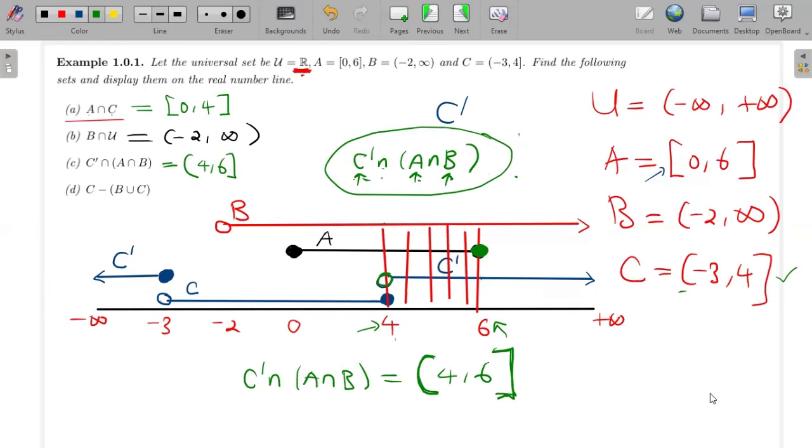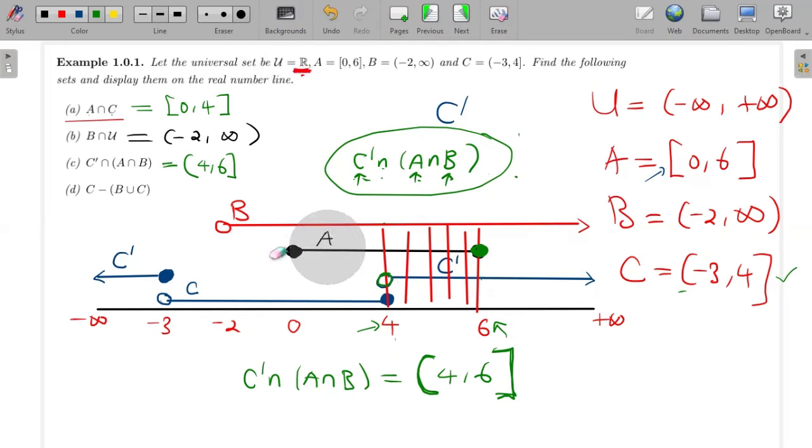Yeah, but I hope you've understood why we're including the 6 and not including the 4. Okay. So that's basically how we can represent these things on the number line.